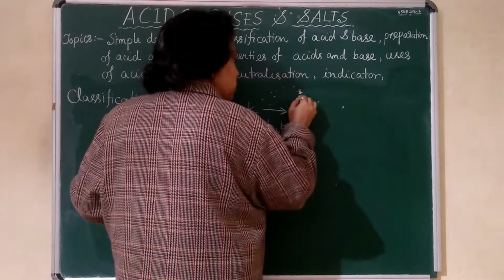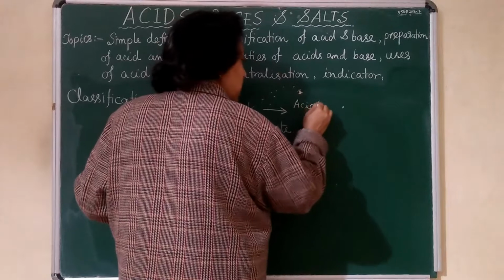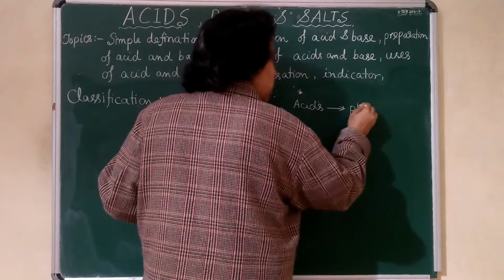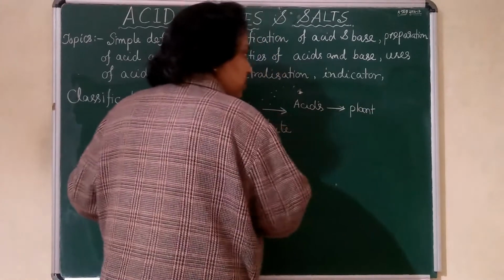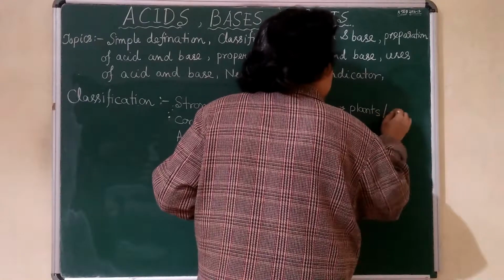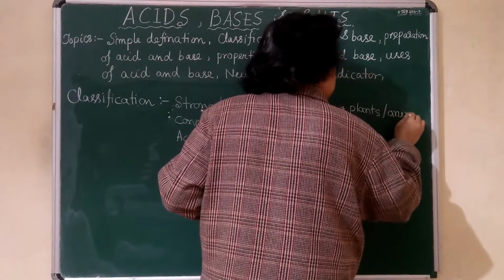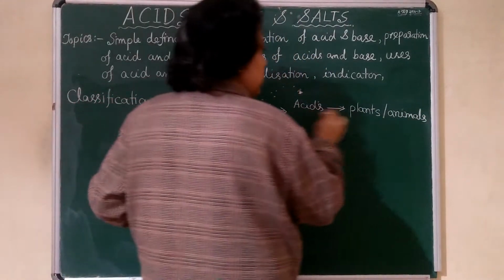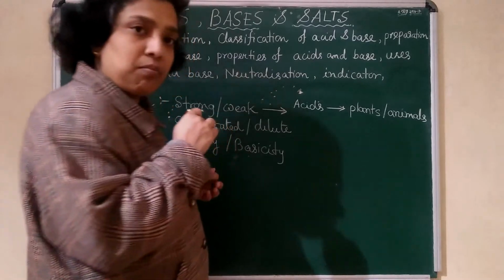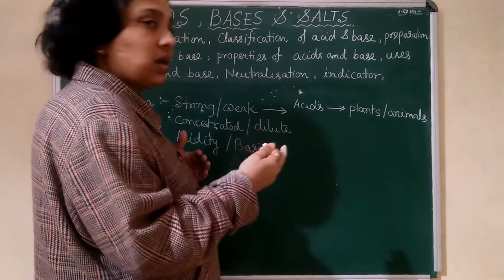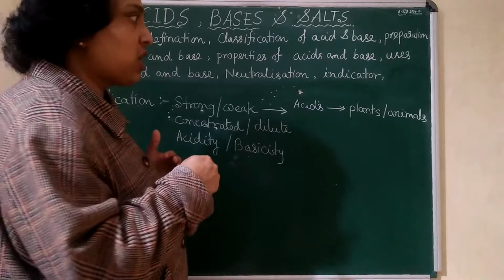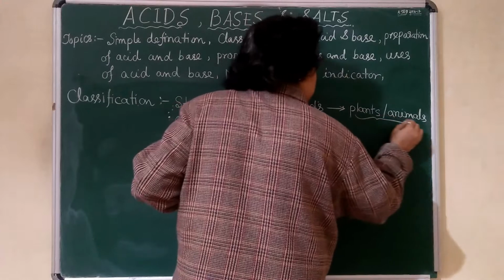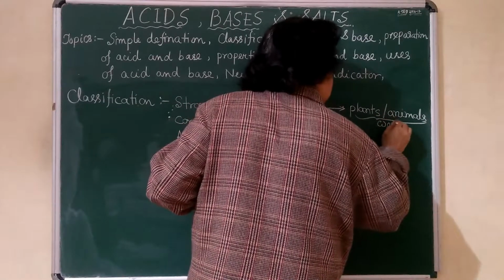The acids which are derived from plants or animals, then we call them weak acids. Whether it is derived from plants or it is present in animal's body, that kind of acids are called weak acid. These are weak acid.